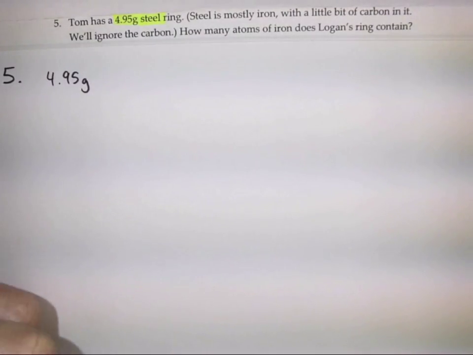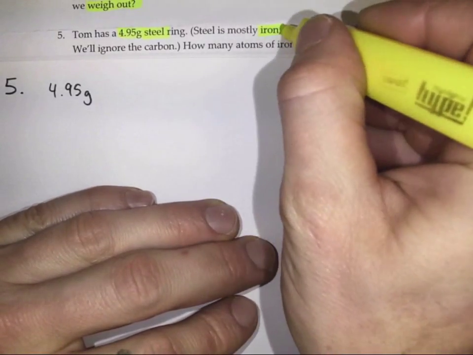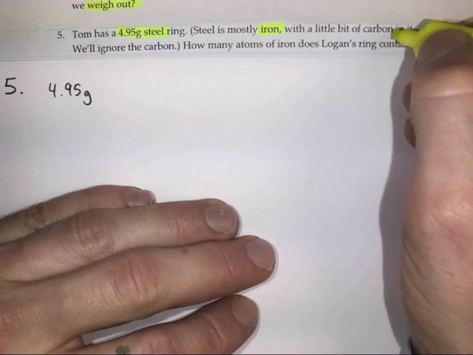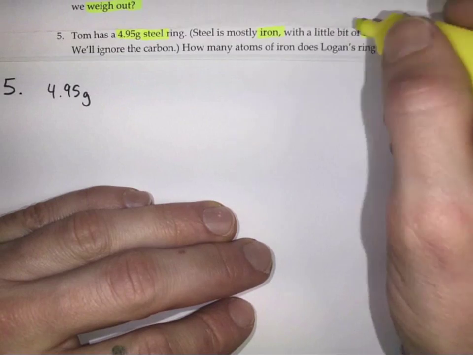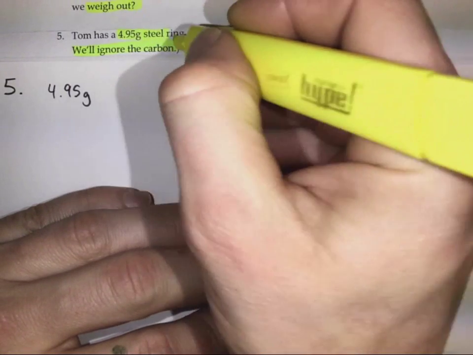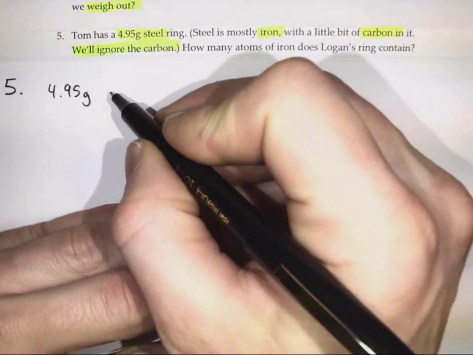An alloy is when you have a mixture of metals. So what do we have here? Steel is mostly iron. Wait, hang on. Does this qualify as an alloy if it's not a metal, it's carbon? Metallurgy is not my expertise. So it's got a little bit of carbon. But we're going to ignore the carbon because it's a very small amount. So we're going to imagine this is 4.95 grams of steel, pardon me, of iron.